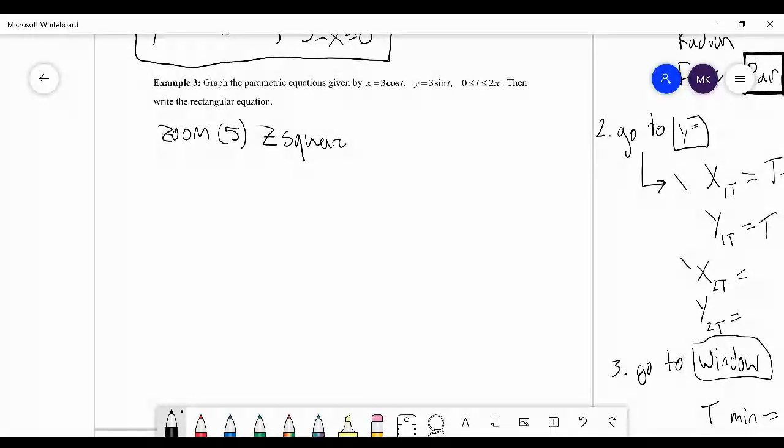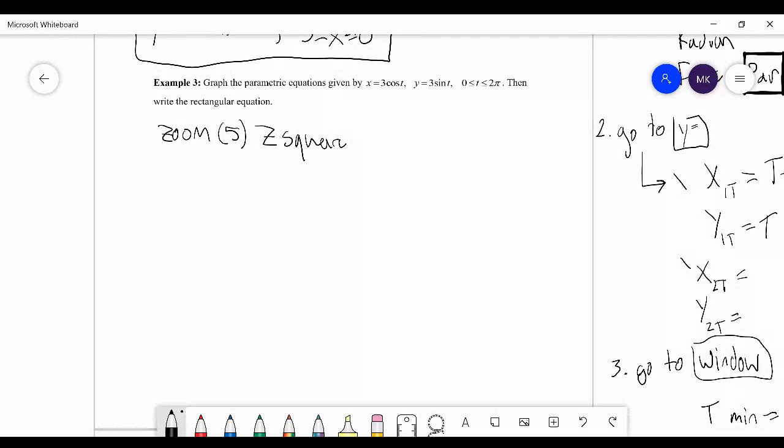Negative 5 to 5 is pretty good. You do that, you hit graph. Again, it's going to give you that oblong, and then just zoom square from there. And we can see a little bit better.